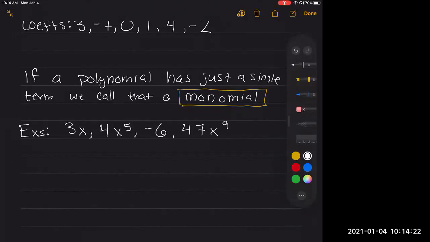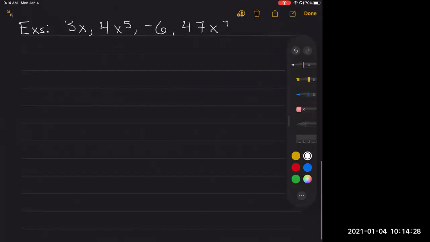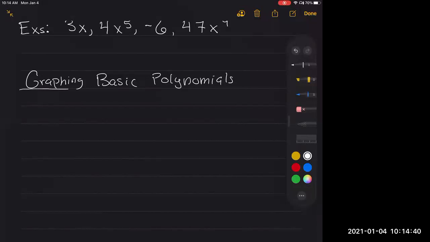Okay. So now we're going to move on to graphing basic polynomials. So we can start with a graph everyone should know. This is the graph y equals x. So it's just a line. It's a line going through 0 here. This is the positive one, so it's positive where the inputs are positive and negative where the inputs are negative.